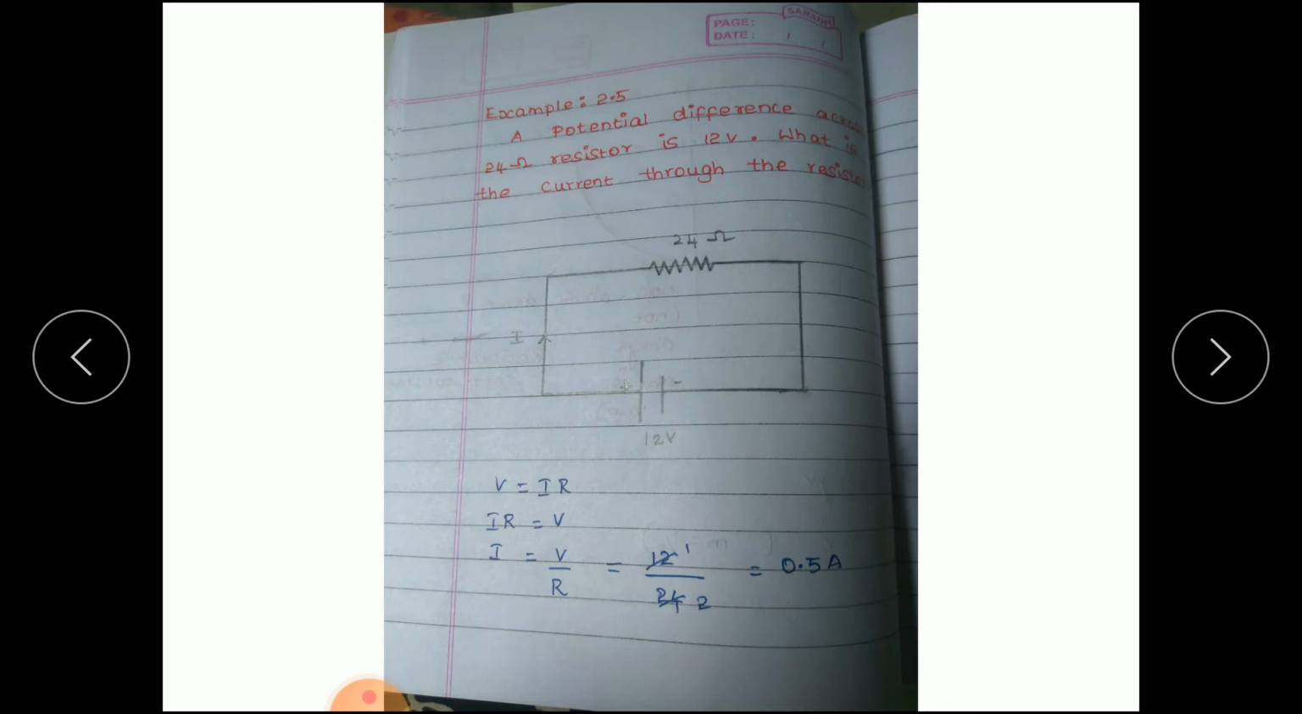Okay, so we know the formula, Ohm's law, V is equal to IR. We need current, so let's take I alone on the left hand side. So we get I is equal to V by R. What's the value of V? It's 12 volt, and R value is 24. So if you cancel this out we get 0.5 ampere.